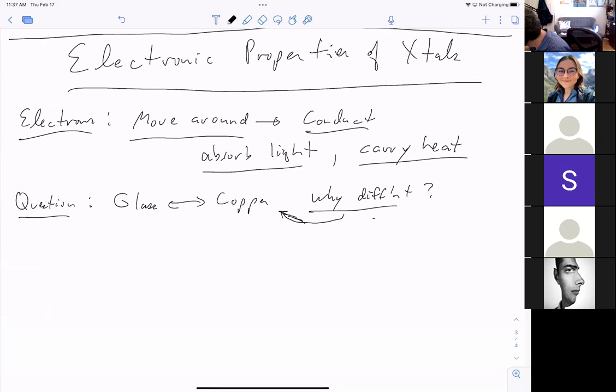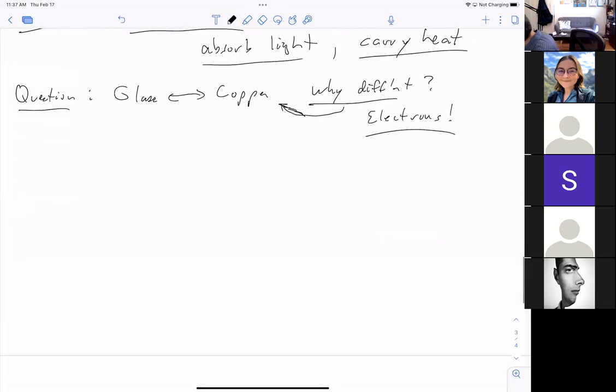And the reason is because of the electrons. It's because of what the electrons are doing in these two materials. And so that's the goal of what we're doing now in this course, to try to figure out why glass is different from copper. All right. And so the simplest theory of electrons in a material is the Drude model.